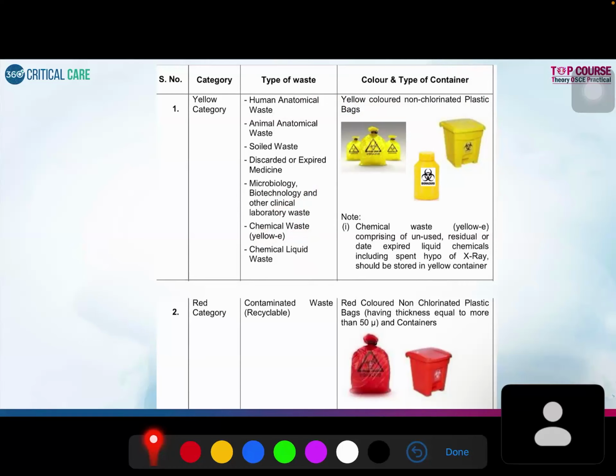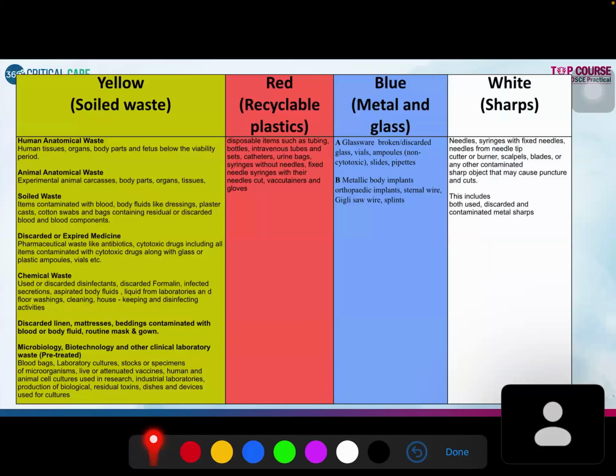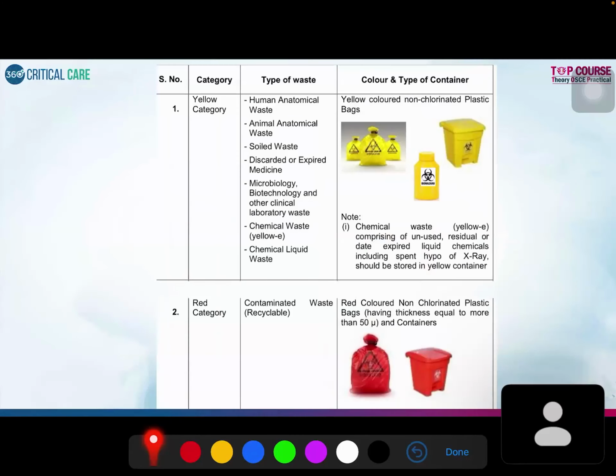For the red category, now red category includes recyclable waste. So this includes all your plastics. I have put the details in this table. All your plastics such as tubings, bottles, urine catheters, bags, syringes without their needles, vacutainers, gloves, all of those come in your red category waste. Now this also goes in a red colored non-chlorinated plastic bag, which should be more than 50 microns.